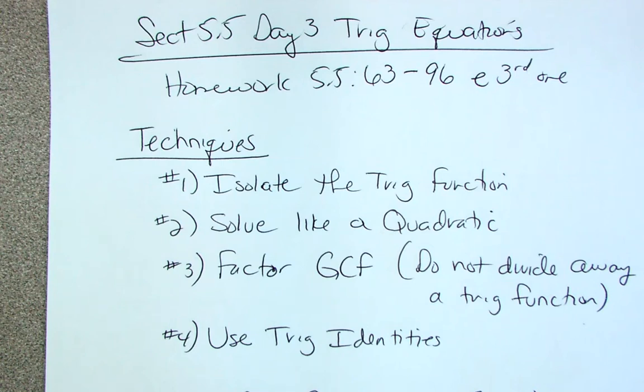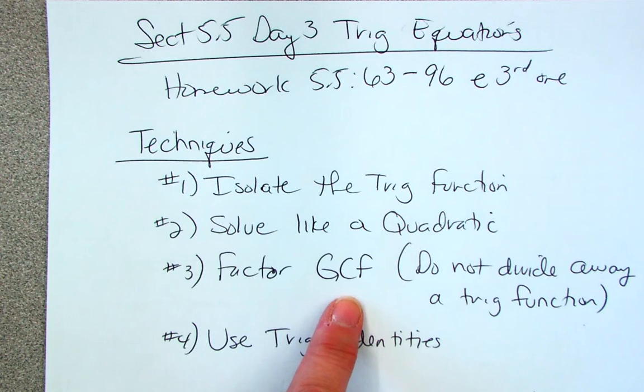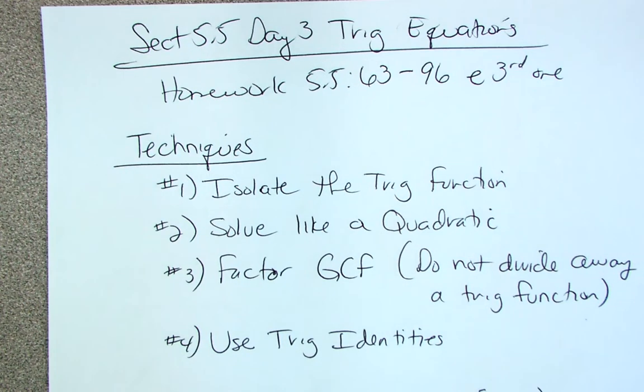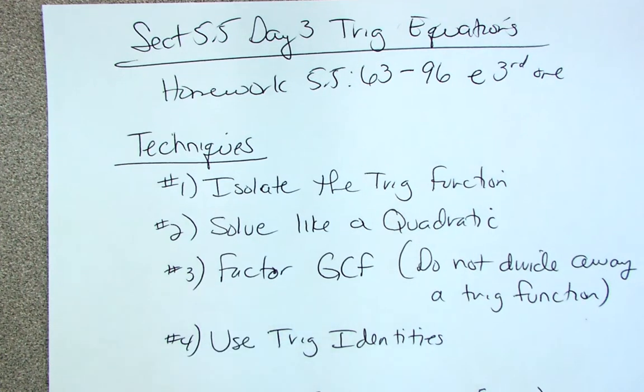And then the very last example yesterday, we did it by factoring out a GCF. So it's like sine of x times tangent of x plus sine of x equals 1. You had to factor out that sine of x out of both so that you could come up with 2 equations. Each had its own isolated trig function. And so that's what we did up until yesterday.